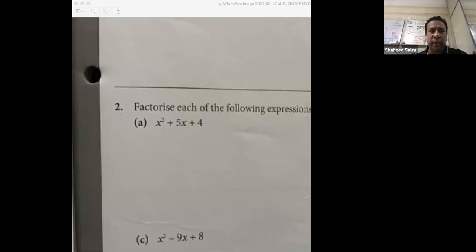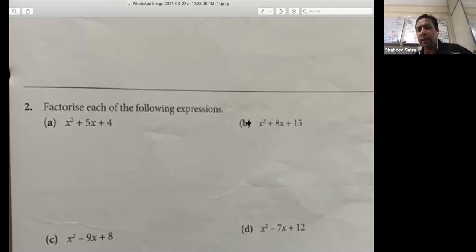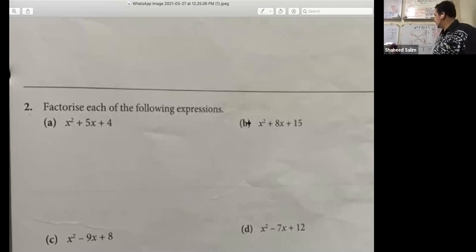Is this correct? Okay, now I want you to try question B. You do the same thing, question B. I'll write the question here, then you can see.